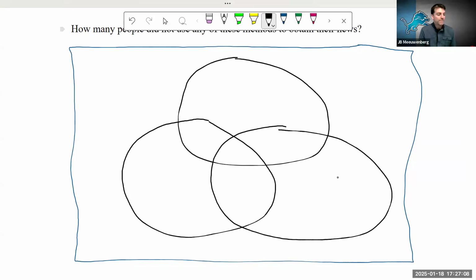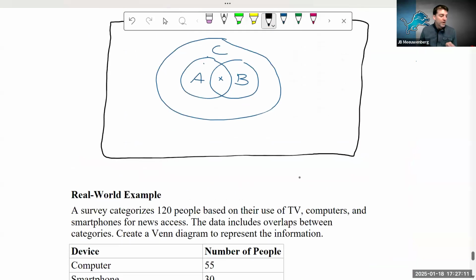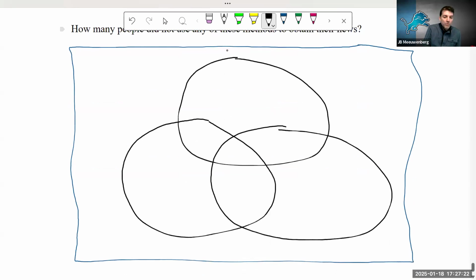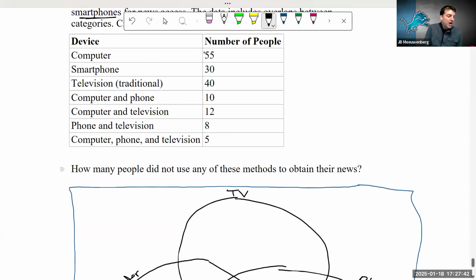Three overlapping circles. Okay. And those three overlapping circles are going to represent the three modes of news gathering: TV, computer, smartphone. Okay. So I'm just going to write right next to them. We'll put TV here. I'm going to put computer over here. And I'll just put phone for smartphone. Okay. So TV, computer, and phone. All right. So then we have to use the information up here to start to figure out how big each of these sets are.